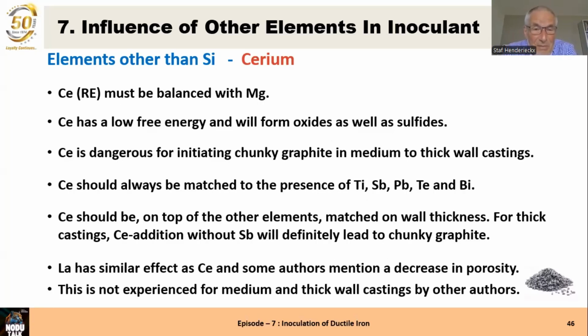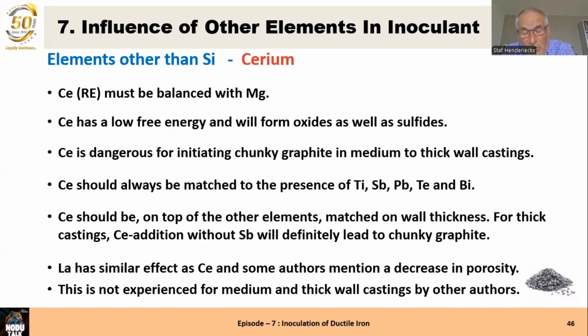Let's summarize. Again, cerium must be balanced with magnesium. I showed you already many times the graph there. It has a low free energy and will form as well oxides as sulfides. So that's doing very, very well. But it's dangerous for initiating chunky graphite in medium and thick wall castings. Why? Because the time to complete solidifying is very long and the reaction can go on.